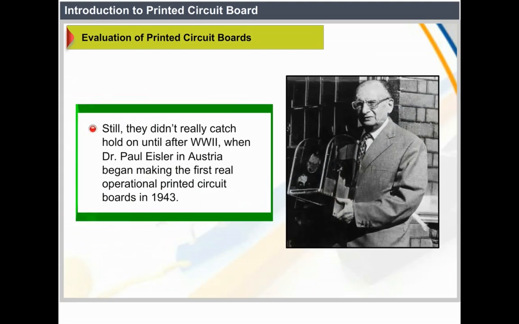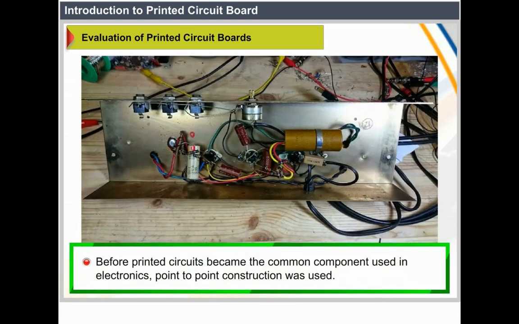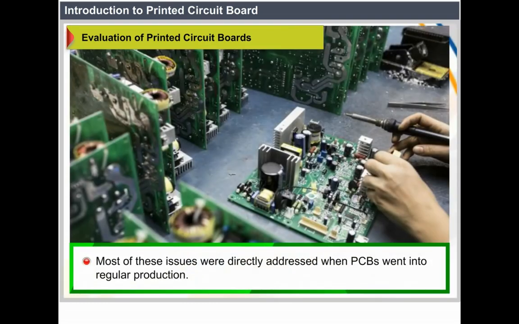Still, they did not really catch on until after World War II, when Dr. Paul Eisler in Austria began making the first real operational printed circuit boards in 1943. Before printed circuits became the common component used in electronics, point-to-point construction was used. This meant some extremely bulky and unreliable designs that required large sockets and regular replacement. Most of these issues were directly addressed when PCBs went into regular production.